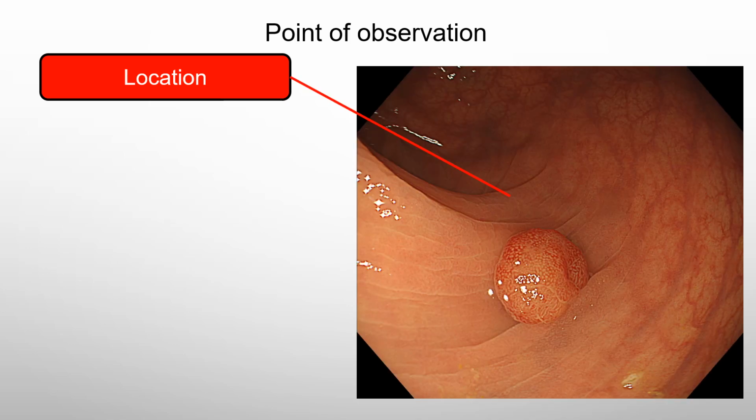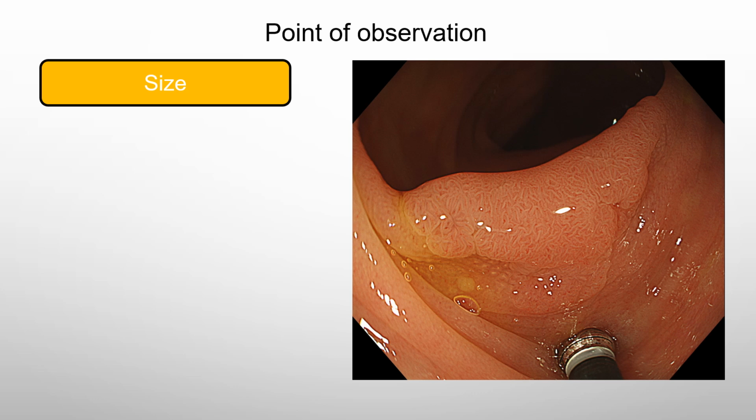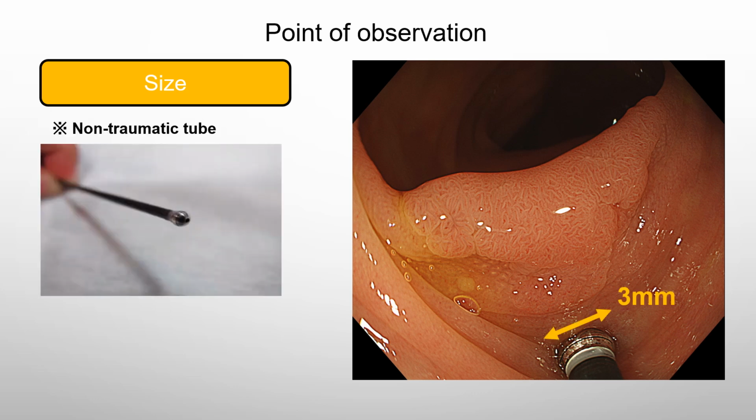Next, about lesion size. Lesion size is determined by rough visual inspection, but if you want to measure lesion size actually, we use non-traumatic tube. Non-traumatic tube diameter is 3 mm. So, this lesion size is about 6 times larger than tube, so 18 mm.